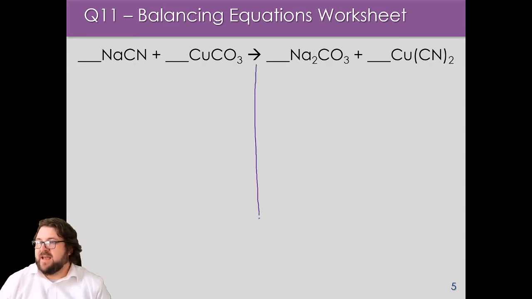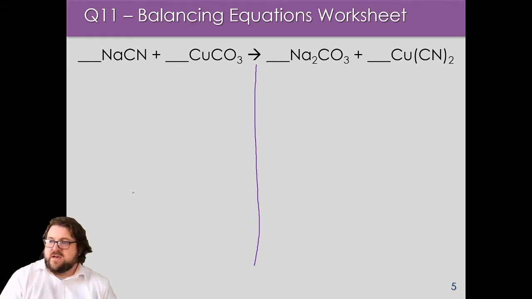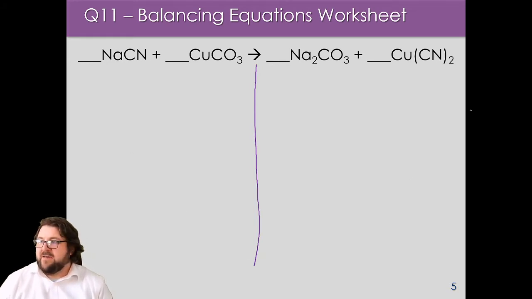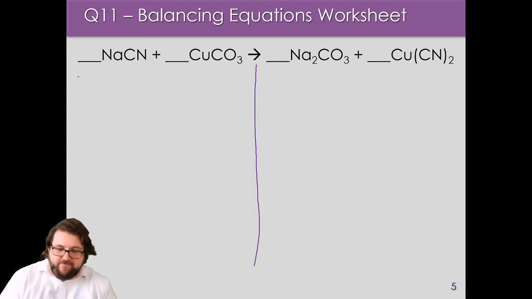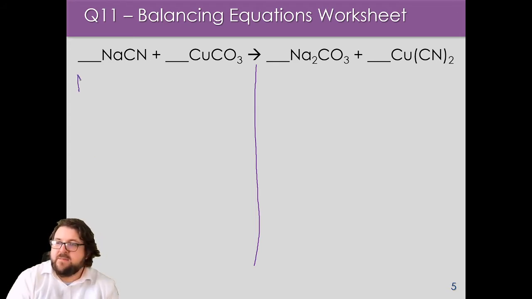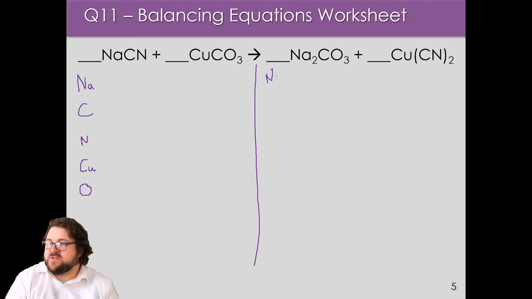This is question 11. So what elements have we got now? We've got Na, we've got C and N. So I'm going to keep those separate. Sometimes with ions, it is useful to think about keeping them together, but let's not for now. Let's keep C and N separate. I've got copper and I've got oxygen. Again, I'm going to try and write them in the same order on this side: sodium, carbon, nitrogen, copper and oxygen.